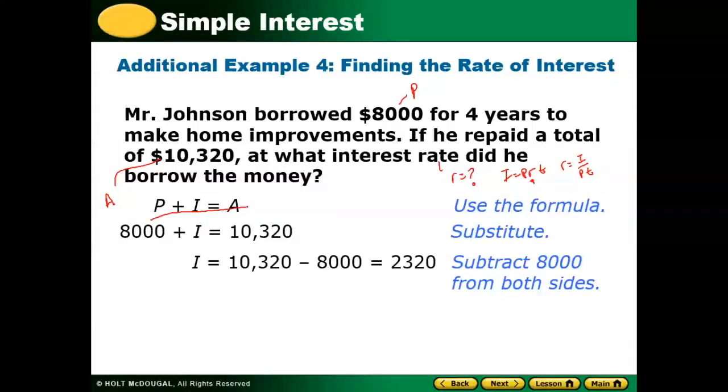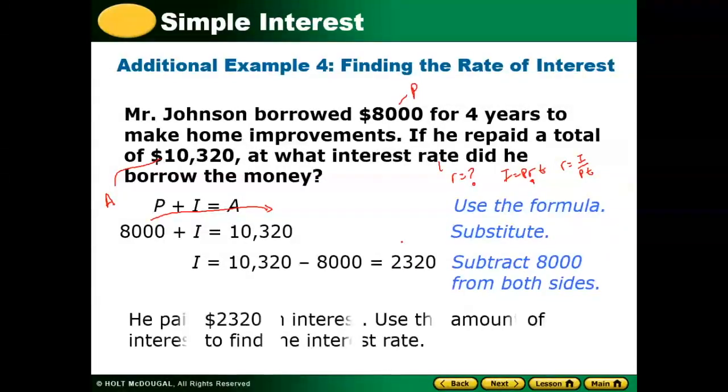So remember algebra, if I bring this over to this side, I have to subtract it. But really, you don't even have to do this formula. You can make sense of the fact that this is the amount that I borrowed. This is how much I paid back. So if I subtract these two, I'll get how much interest I paid. So that's $2,320. So that's how much interest he used. So this is going to be our I.